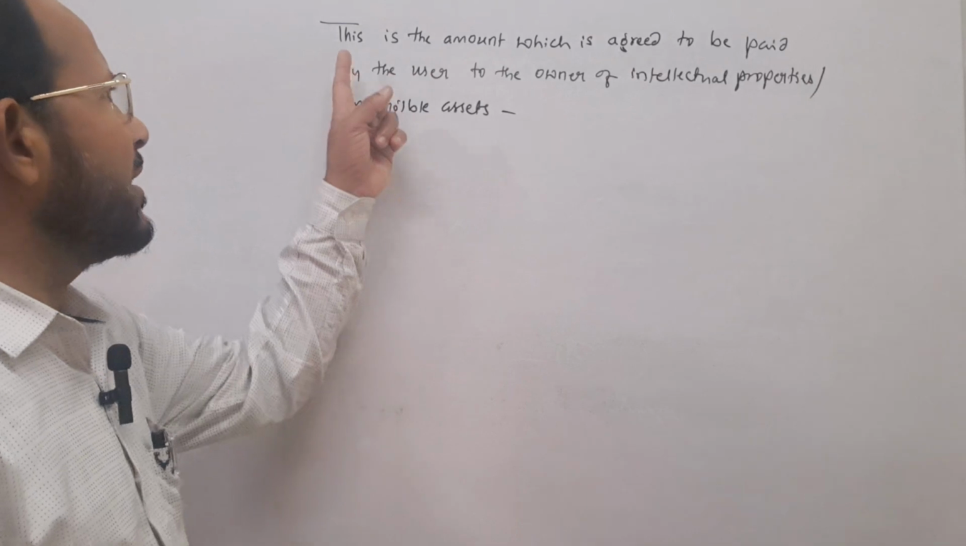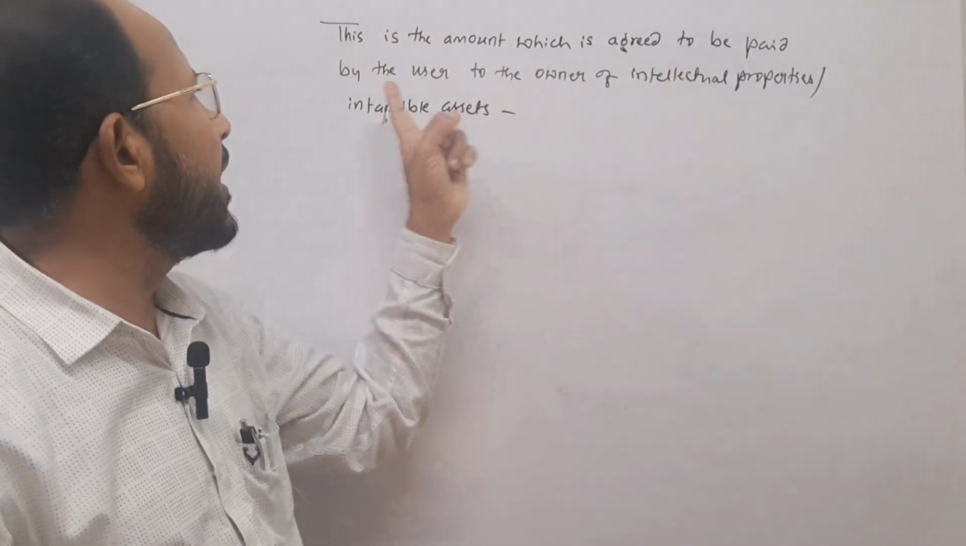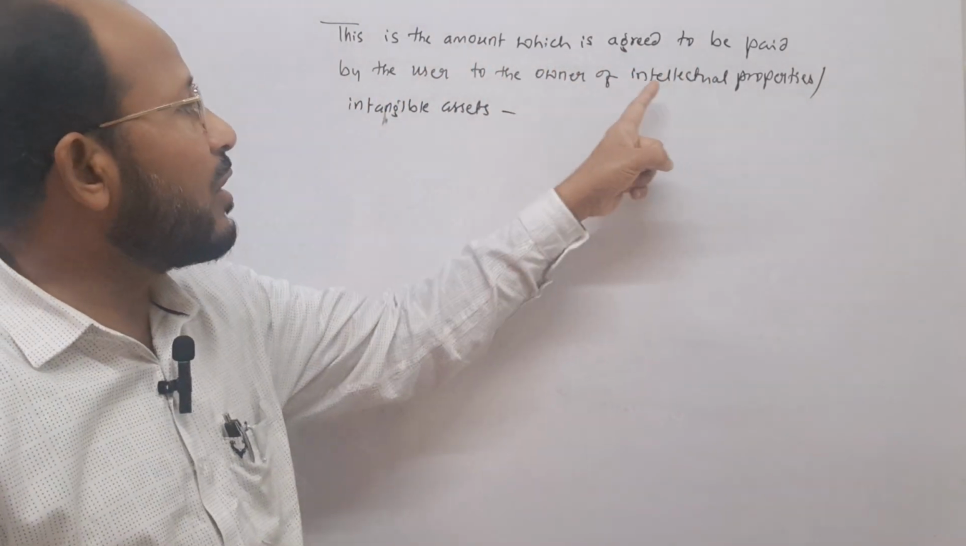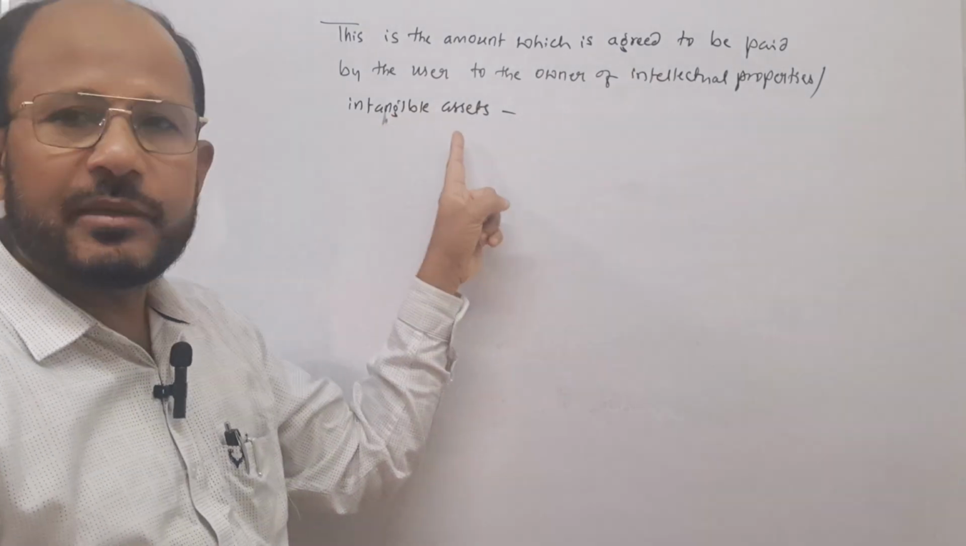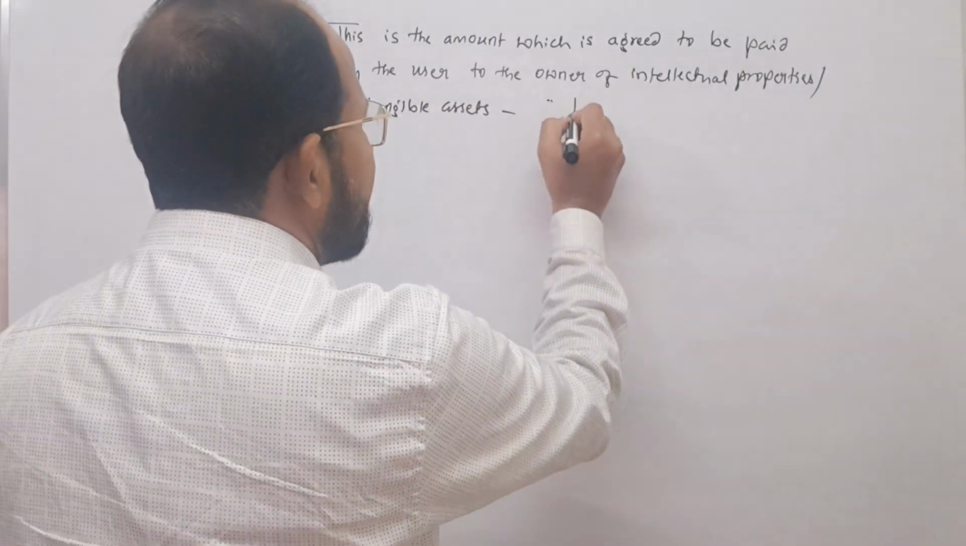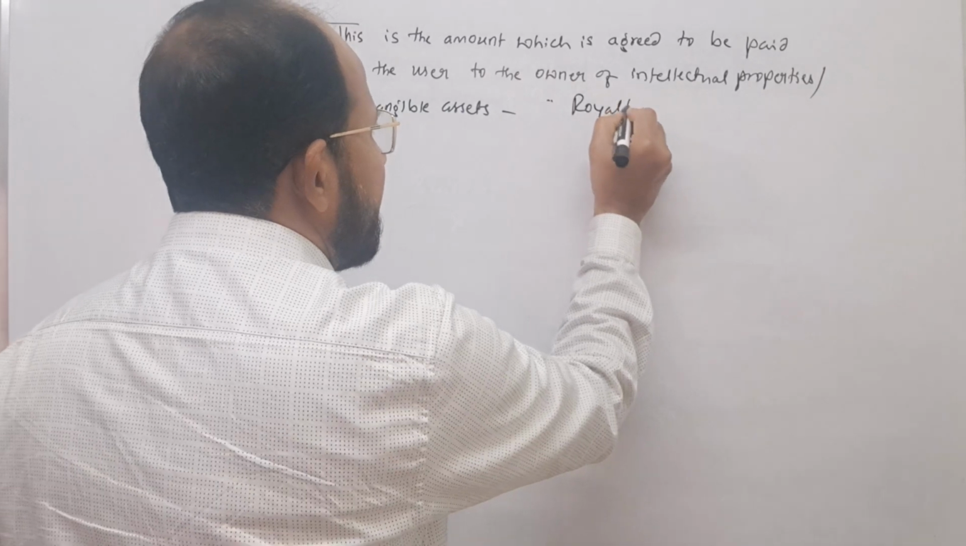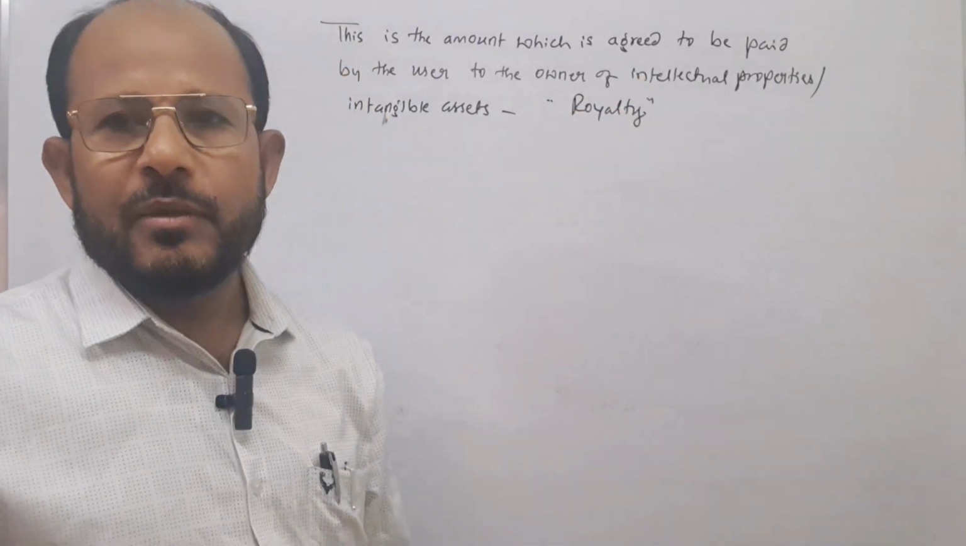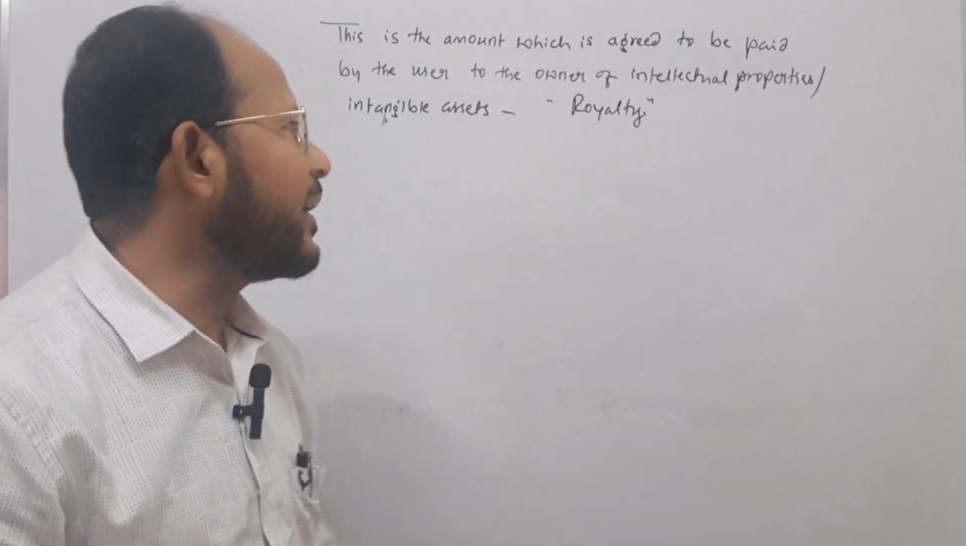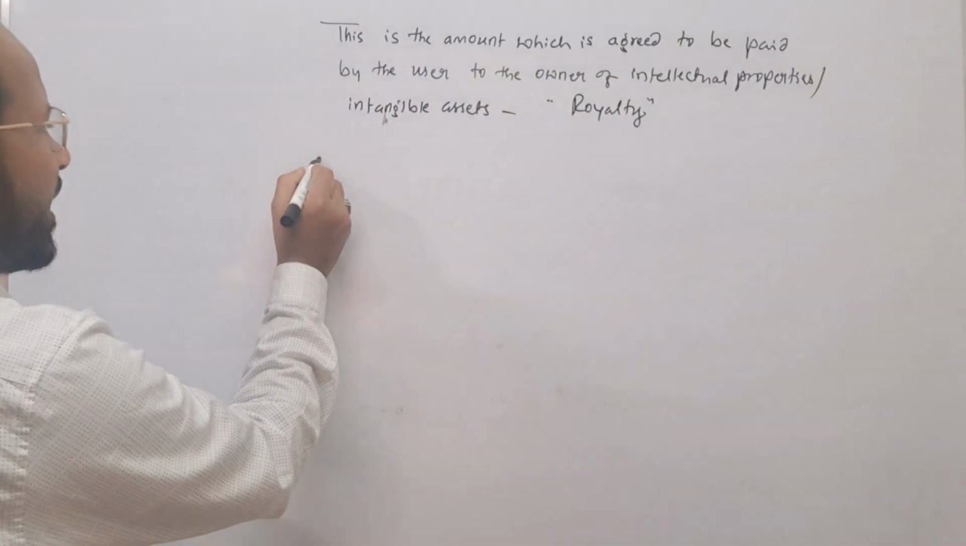So the simple thing is that this is the amount which is agreed to be paid by the user to the owner of intellectual properties or intangible assets. Such amount is termed as royalty. Here we are using the word royalty. OK, there are different types of royalties. We'll study them in brief.